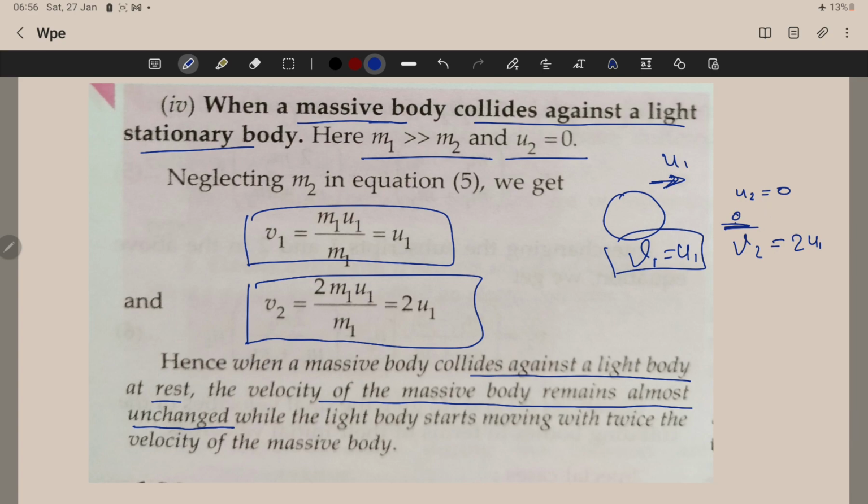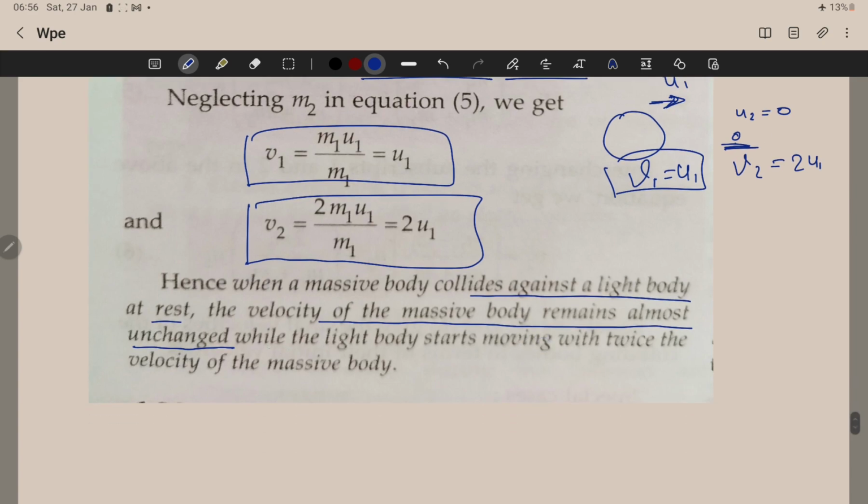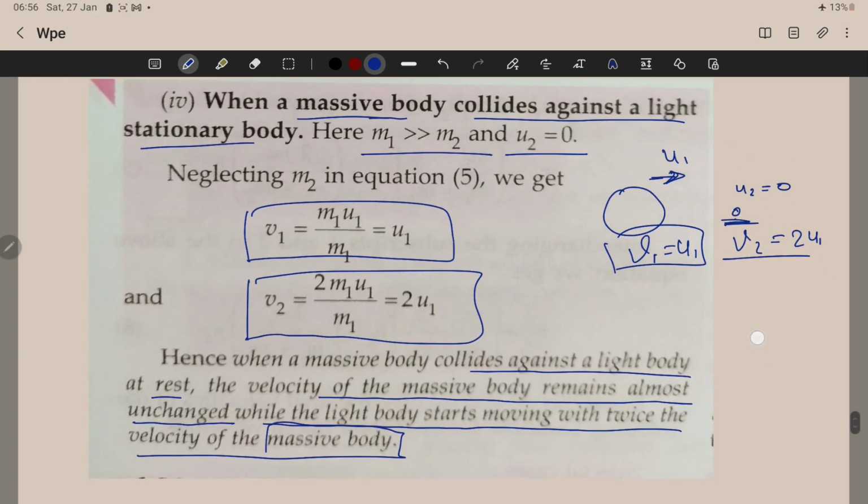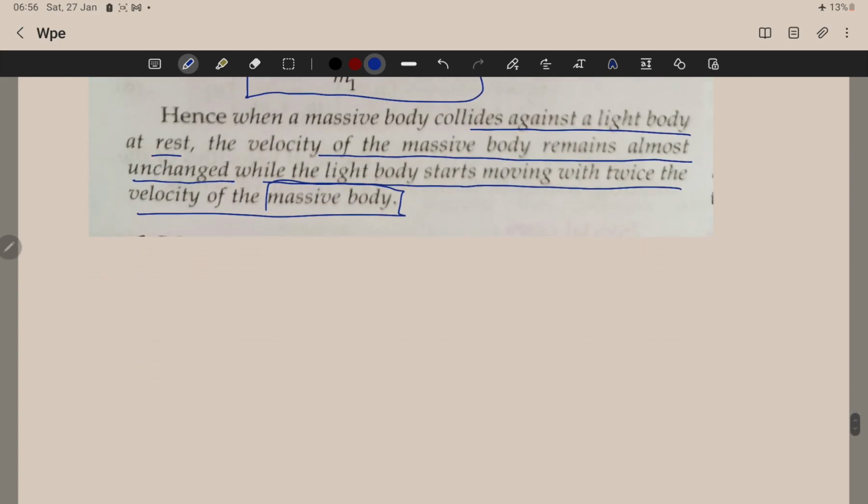Even this massive body will move this small body with twice its speed, while the lighter body starts moving with twice the velocity of the massive body. It will gain more velocity than the massive body after the collision.